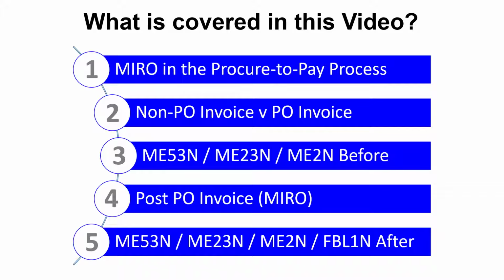And finally, once the invoice has been posted, we'll again review the status of the purchase requisition using transaction ME53N, display purchase requisition, and the status of the purchase order using transaction ME23N, display purchase order, and transaction ME2N, purchase orders by PO number. Additionally, we'll also analyze the vendor line item display, transaction FBL1N.